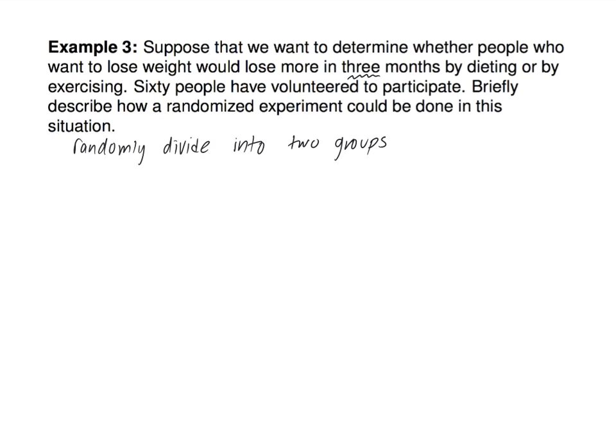Given a bigger group of people, you could probably also have a control. So divide into 2 groups of 30 each. One group diets, one group exercises. If you want to do this well, you can't trust people to not go buy potato chips on their own, right? Lock them up.